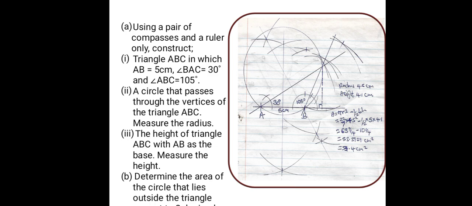Using a pair of compasses and a ruler only, construct 1. Triangle ABC in which AB is equal to 5 cm, angle BAC is equal to 30 degrees, and angle ABC is equal to 105 degrees. 2. A circle that passes through the vertices of triangle ABC, measure the radius. 3. The height of triangle ABC with AB as the base, measure the height. B. Determine the area of the circle which lies outside the triangle, correct to 2 decimal places.